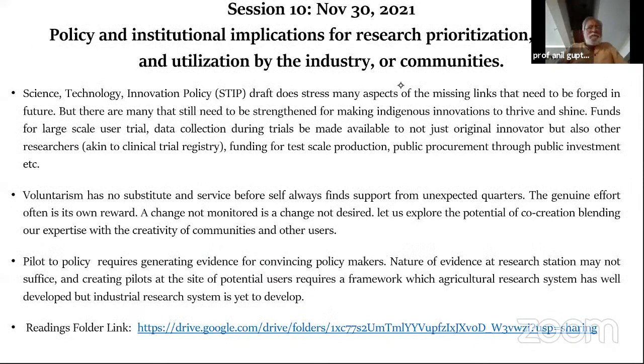And the session 10 is then policy and institutional implications for research prioritization, pursuit of utilization by industry and companies. So what are the policy changes that we need and what are the policy features that we can adapt and see how we use the very fact that we could do a great job during COVID by developing indigenous diagnostics and vaccines and so on shows that our research system has a lot of capacity, but yet this capacity sometimes is not utilized for solving larger problems. What kind of policy inducements we need?